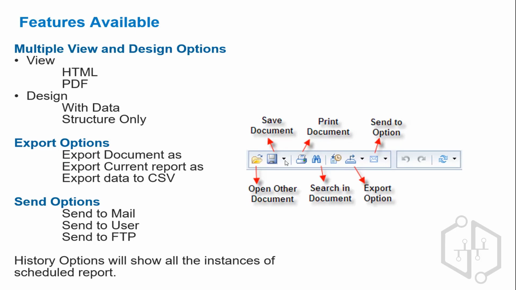Then there will be options of save as. Then we can save as the report with some other name. We can print the document, or we can search in document. Inside the document also we can search if we want to see something. We can export. This option is for export.